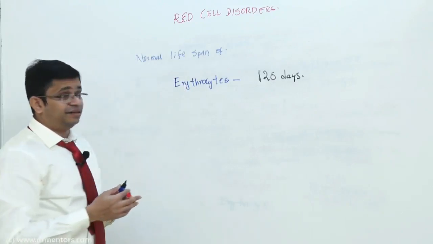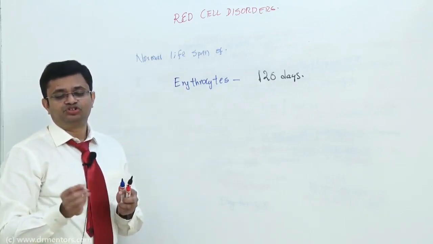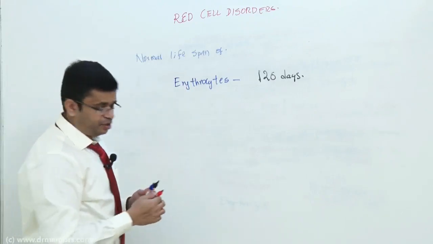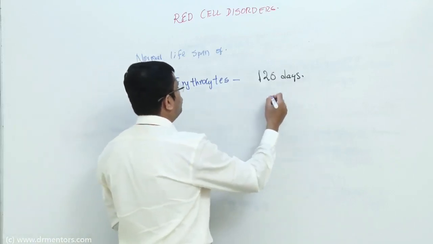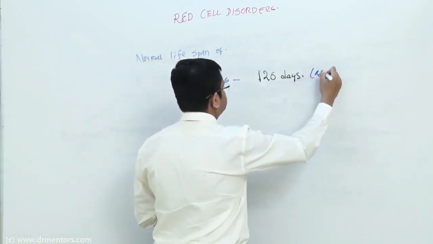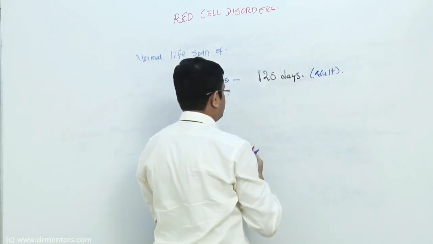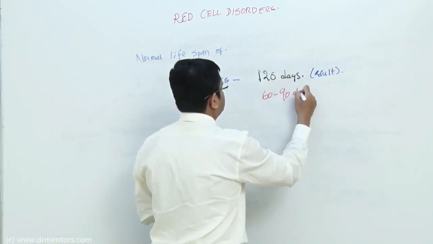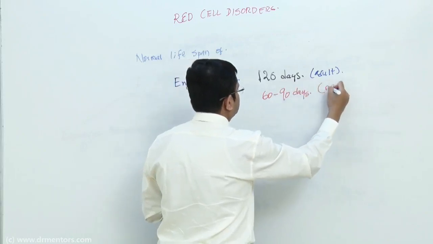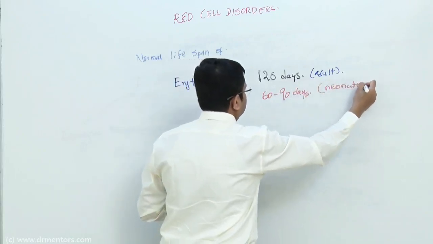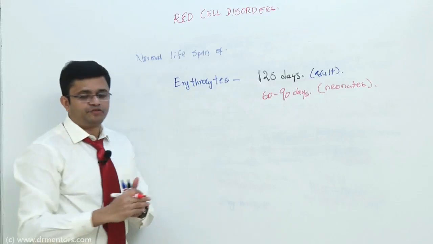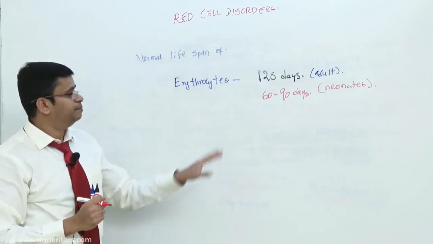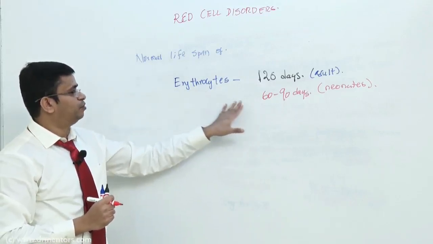Now for neonates, it can vary between 60 to 90 days. So 120 days is for an adult. Suppose the question is for neonates: the normal lifespan of erythrocytes is between 60 to 90 days.